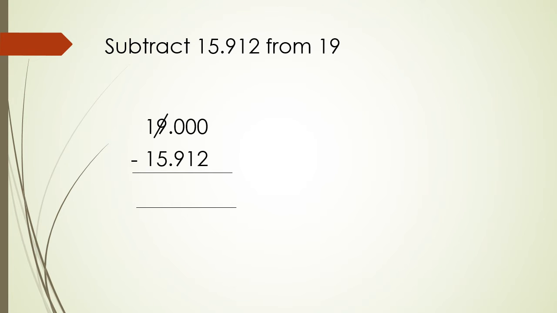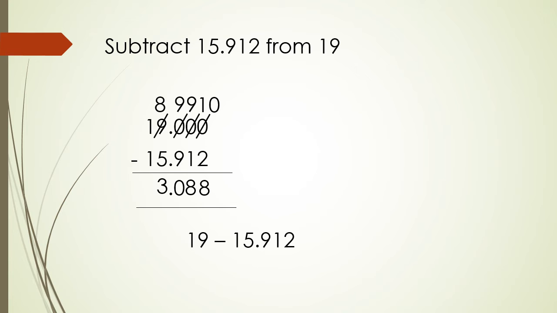Now borrowing from 9, it will become 8, and the last digit becomes 10. So 10 minus 2 we get 8, 9 minus 1 we get 8, 9 minus 0 we get 9, 9 minus 9 we get 0, 8 minus 5 we get 3. So subtracting 15.912 from 19, we get our final answer as 3.088, hence the sum.